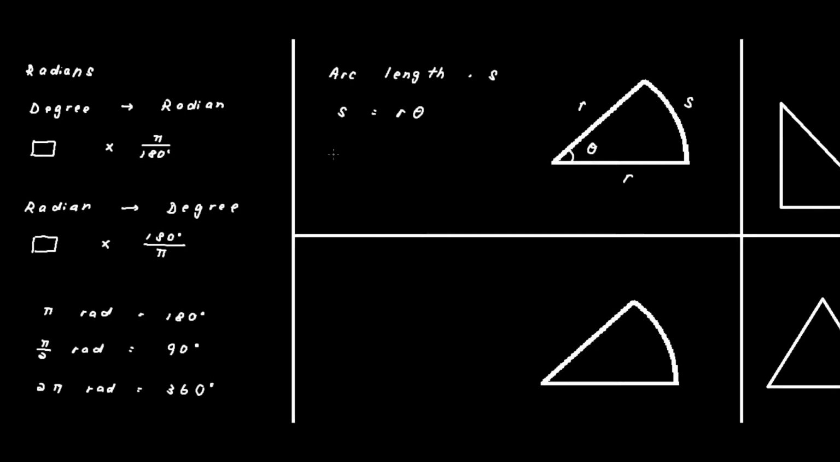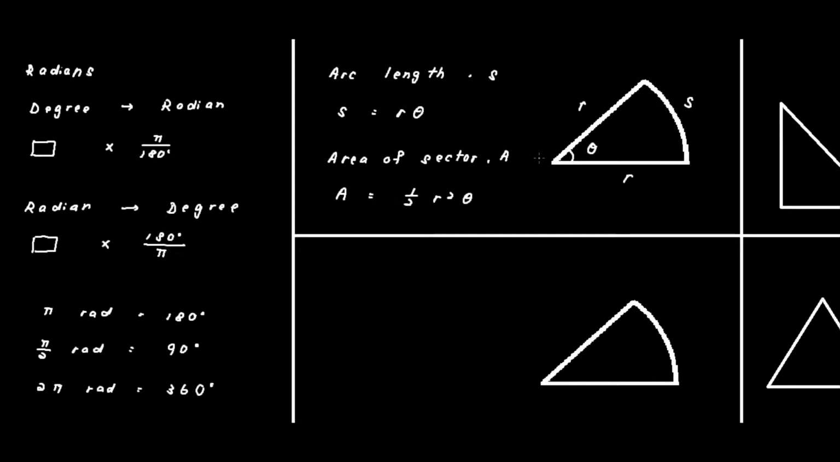Then the second one we learn is how to find the area of a sector. For area of sector, we normally use the letter A. So how do we find A? A is equal to 1 over 2 r squared theta. Same thing, your r is your radius, and theta must be in radian as well.